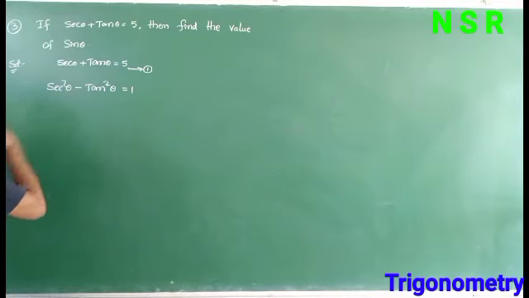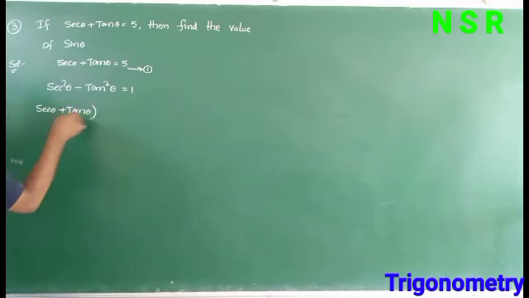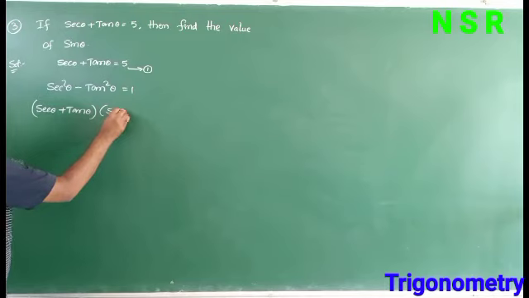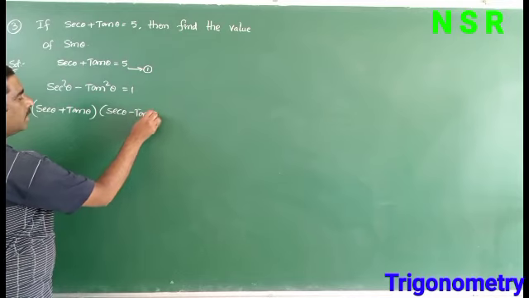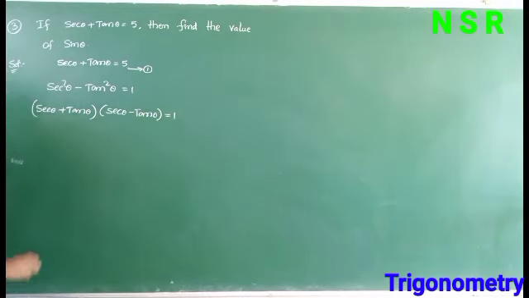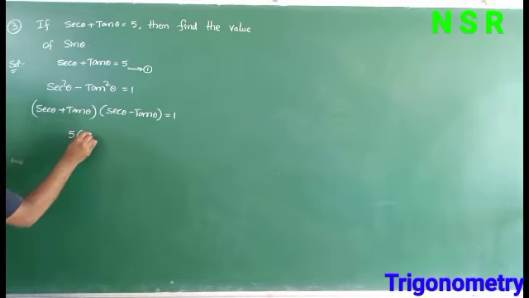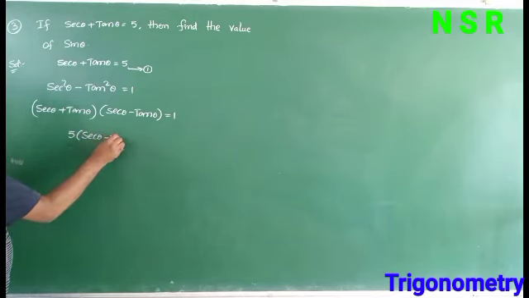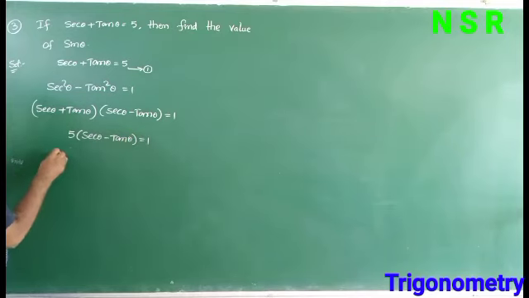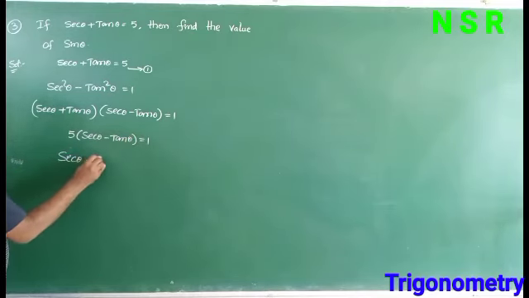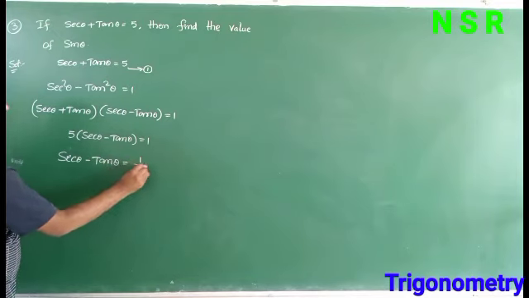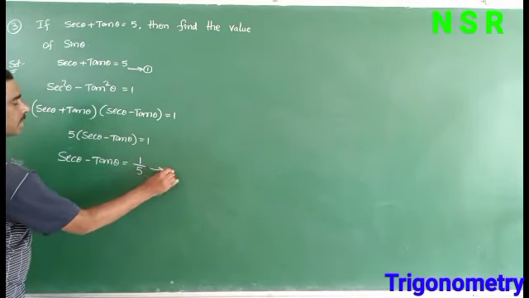This is in the a square minus b square form, which we can write as (a plus b) into (a minus b): secant theta plus tan theta into secant theta minus tan theta equals 1. Already we have secant theta plus tan theta equal to 5, so substitute here: 5 into secant theta minus tan theta equals 1. So we get secant theta minus tan theta equals 1 by 5. Take it as equation number 2.